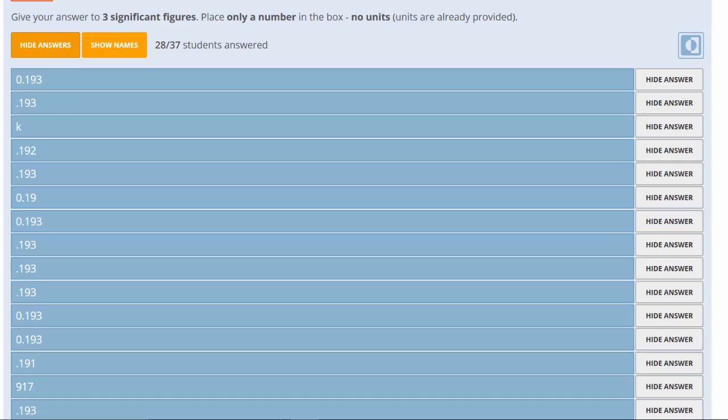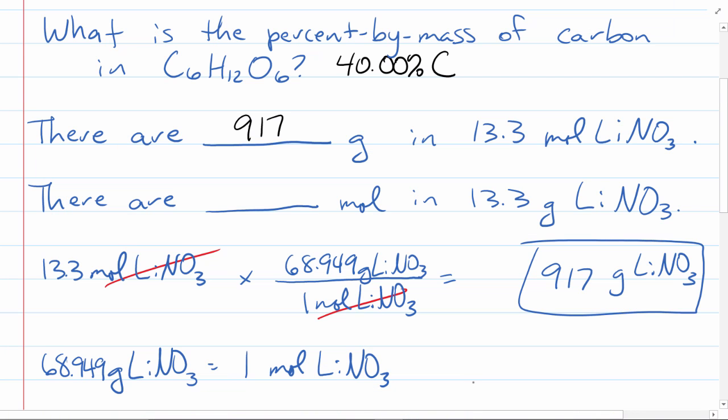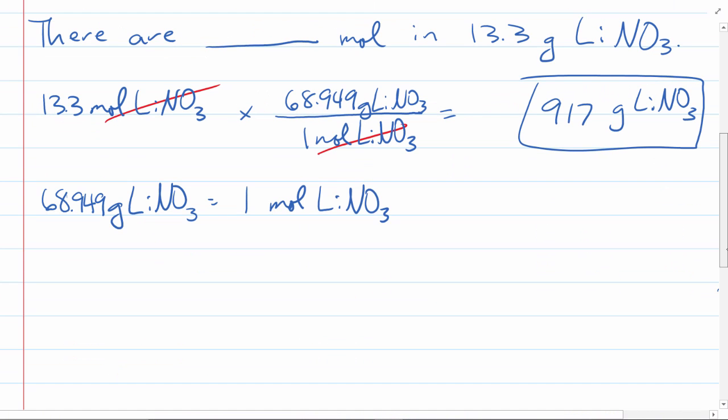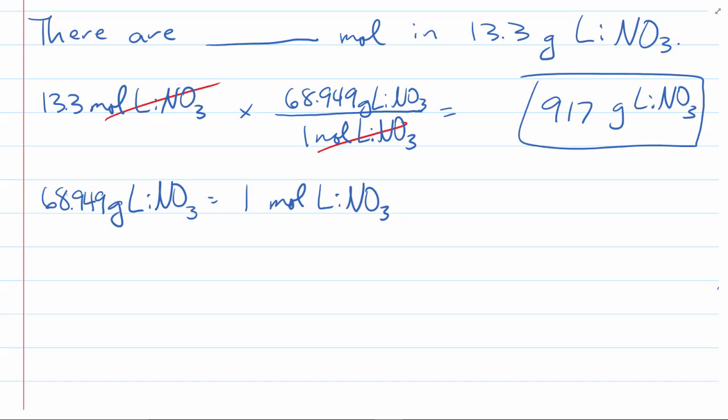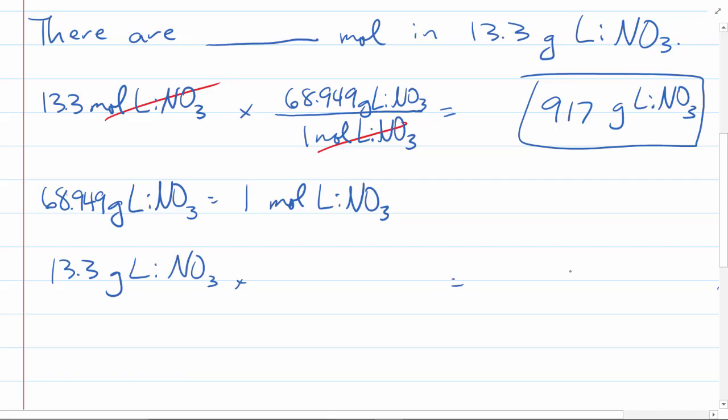I see some have 917 in there, but what you've forgotten is that this one's kind of just the reverse of this one. What we're starting with is the 13.3 grams of the lithium nitrate. We've already calculated that molar mass. We're trying to get to moles of the lithium nitrate. So this time when we put the conversion in, what do we put on the bottom?